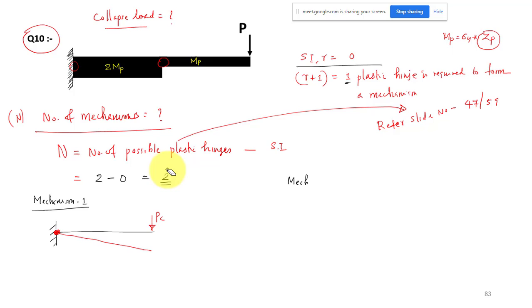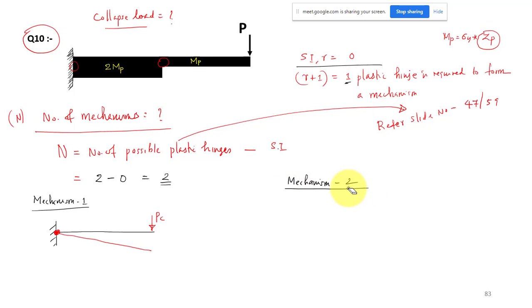So we have to analyze two mechanisms, and we have to find the collapse load from both these mechanisms. Then we have to check which one will be the governing failure, in which mode your beam is going to fail. That will be the mechanism which gives you the least value. That will be your governing mechanism.